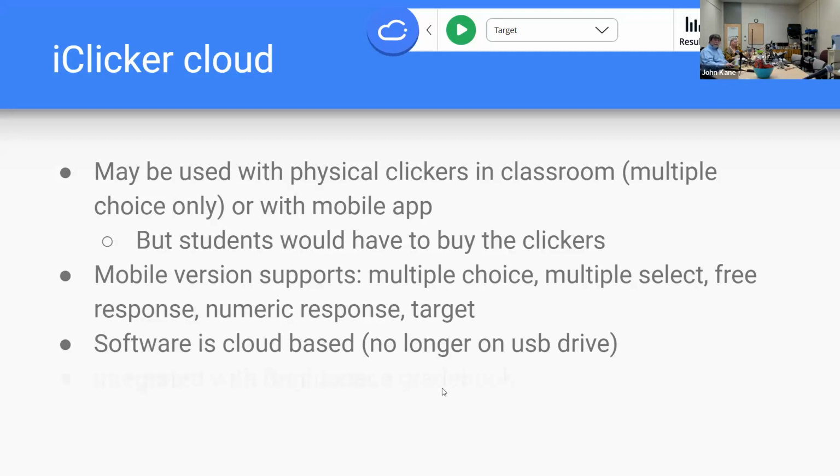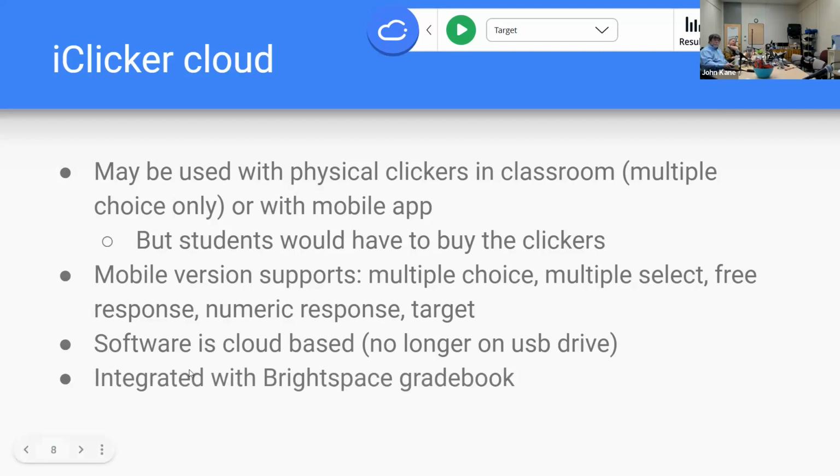Let me just make sure there's nothing else. It's integrated with Brightspace, and that's really simple to do. And you don't have to worry about having it on the USB drive. It's already installed on the desktops of all the computers. You just click on it, you log in as the instructor, and then it's ready to go. And when you're finished, all the results get stored in the iClicker cloud.